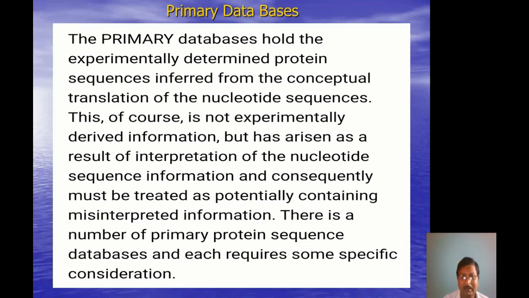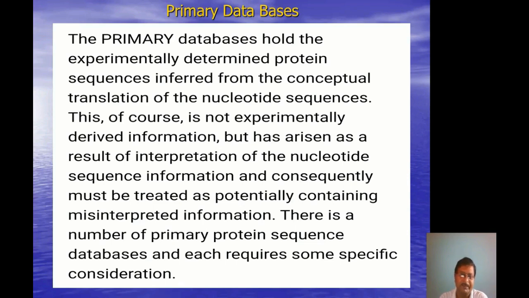This data which is there in the primary database is never changed, because it will be given a permanent accession number. They form part of the scientific record. So it is a permanent scientific record which is given as a primary database with a particular accession number.